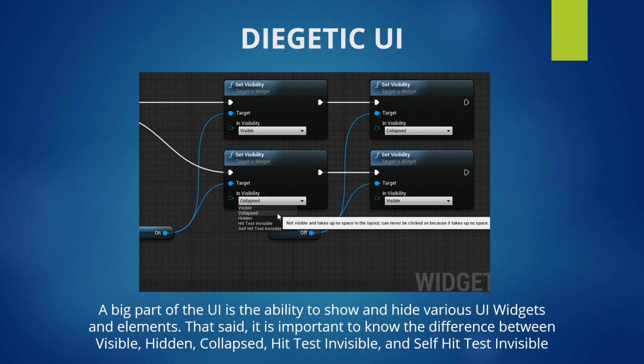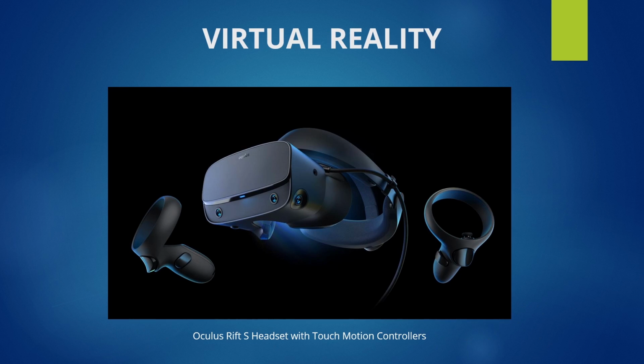It is important to know the differences between visible, hidden, collapsed, hit test invisible, and self hit test invisible. Most new users will only want to use visible and hidden states for the UI, but that is actually a very bad practice. Visible is shown on screen and is clickable. Collapsed is not shown and does not receive information from update events. Hidden is not shown, but it still continues to receive information from the update events. Hit test invisible is shown on screen but is not clickable, and self hit test invisible is shown on screen and acts as a parent to a nested child widget that has clickable elements.